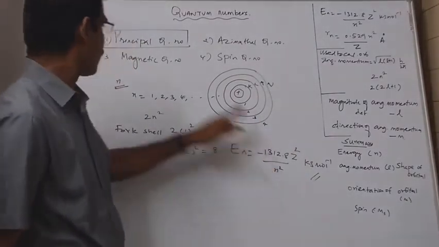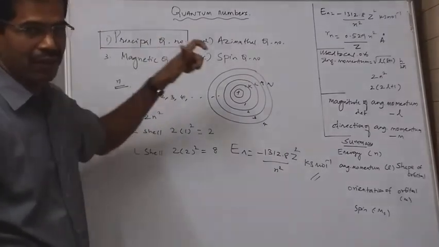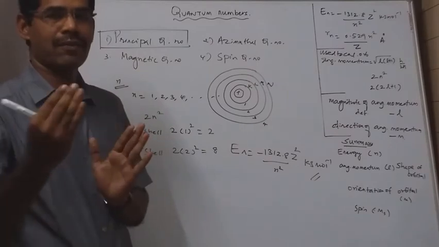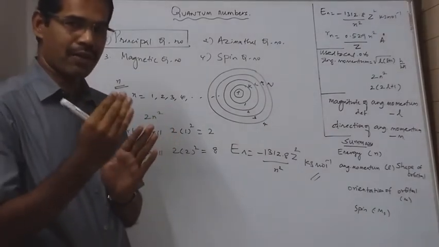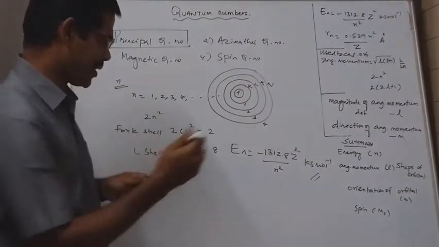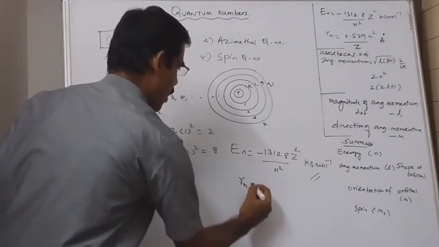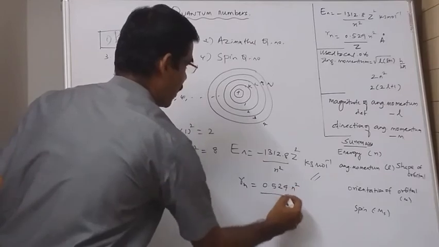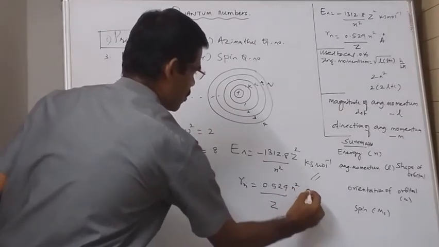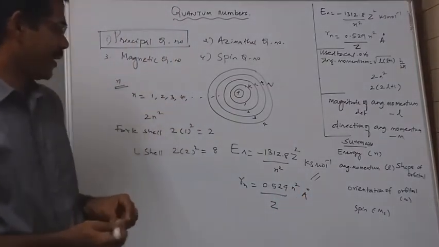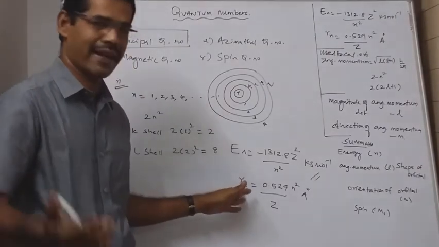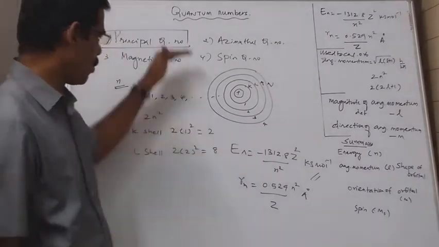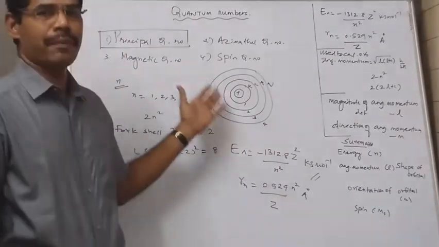That information is provided by the principal quantum number, that is energy of an electron, and it also tells us the distance of the electron from the nucleus. So how far an electron is located from the nucleus. That distance can be calculated using the formula Rn is equal to 0.529 n square divided by Z, so much angstrom unit. So using this formula, I can calculate the Rn, we can also call it the radius or the distance of the electron from the nucleus. So these are all the informations provided by the principal quantum number.